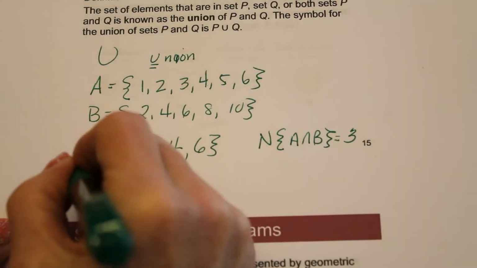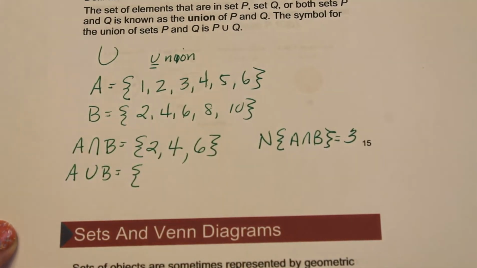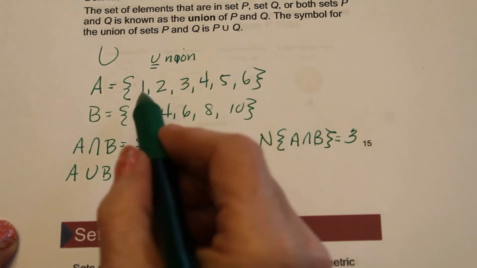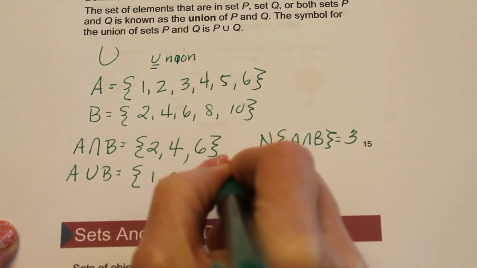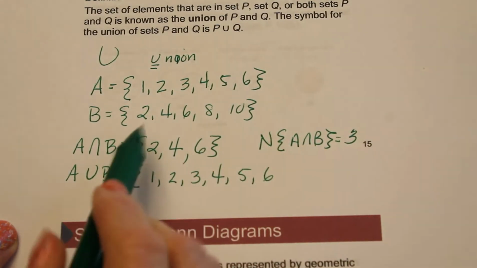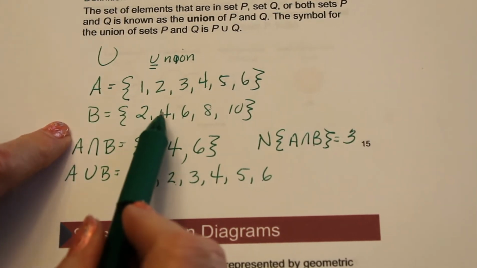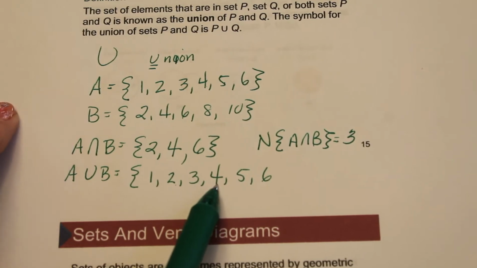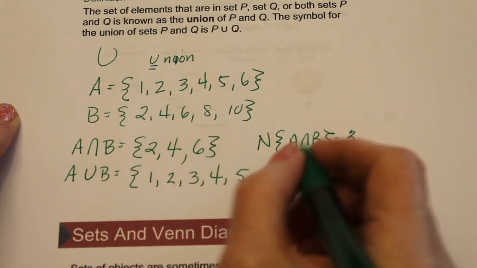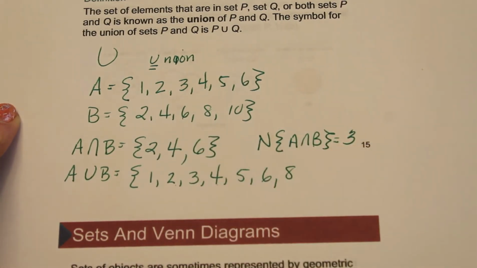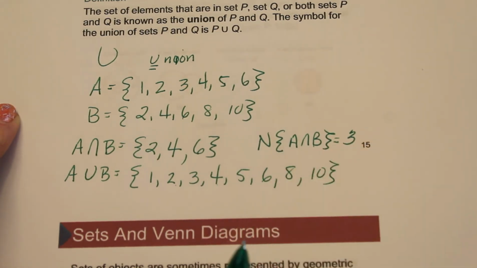But what would A union B look like? Those are all the elements in either set A or set B. So we're going to have everything that's in set A. 1, 2, 3, 4, 5, 6, and now we're going to go through set B. Is 2 already in there? Yes, we don't need to enter it twice. Is 4 already in there? Yes. Is 6 already represented? Yes. Is 8 already represented? No. So we're going to add 8 into the union. And is 10 already represented? No. So we're going to add 10.